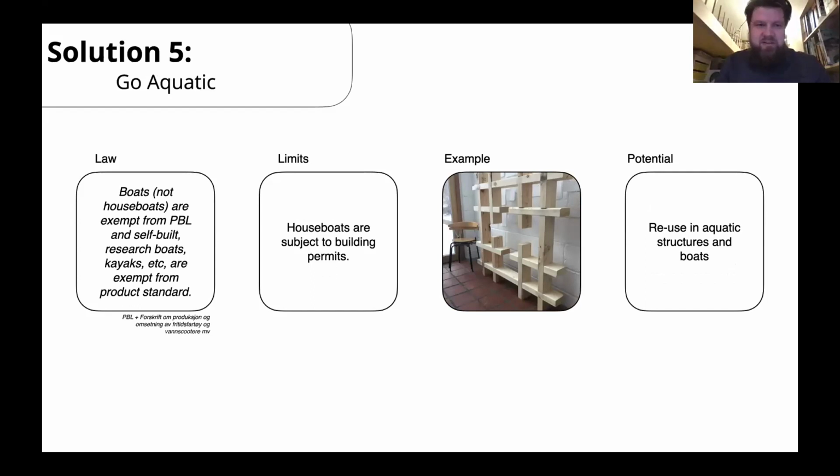Then there's one which is really interesting: houseboats are buildings in terms of Norwegian law, but there are a lot of exemptions, especially if the boat still works mainly as a boat, then you can do whatever you want. There are also exemptions in the law for aquatic products, if you self-build research boats, kayaks, etc., a long list of exemptions. Here, for instance, we have a mussel structure developed to put out into the sea with ropes, and it will grow mussels over time, and you can harvest your own mussels as a private citizen. A lot of interesting things you can do if what you're doing floats.